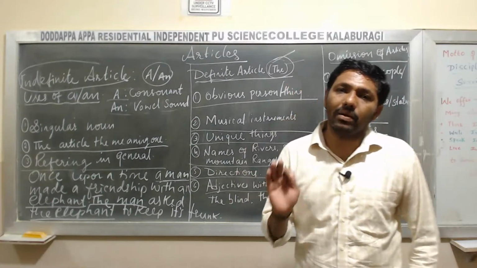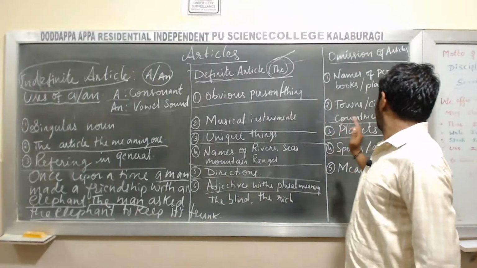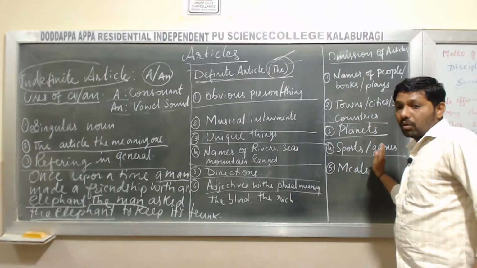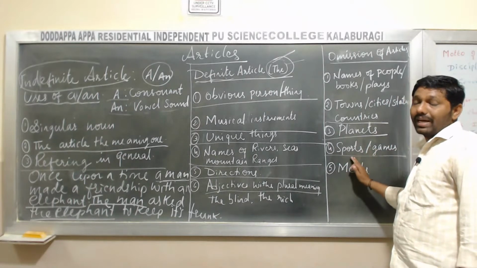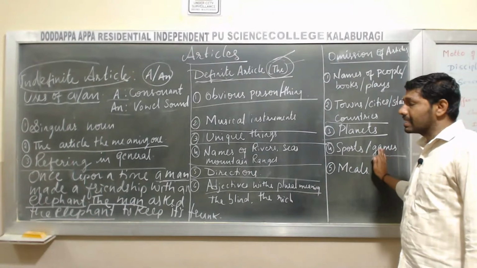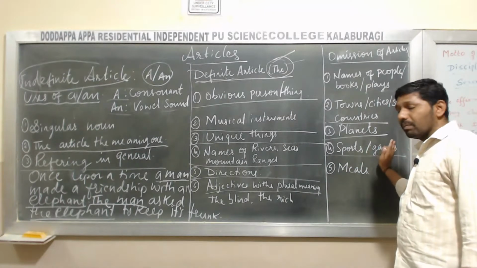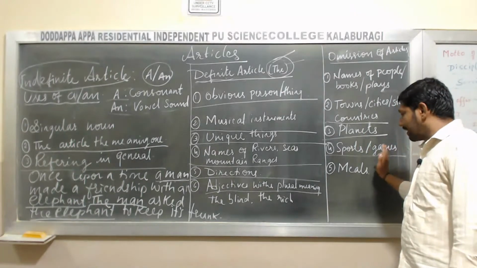Only hockey is enough, right? With the names of the sports, with the names of the games, right? He is good at Coco. You should not use the. He is good at the Coco. No, the Coco is not used. The Kabaddi is not accepted. We have to drop the article with the names of sports and games.